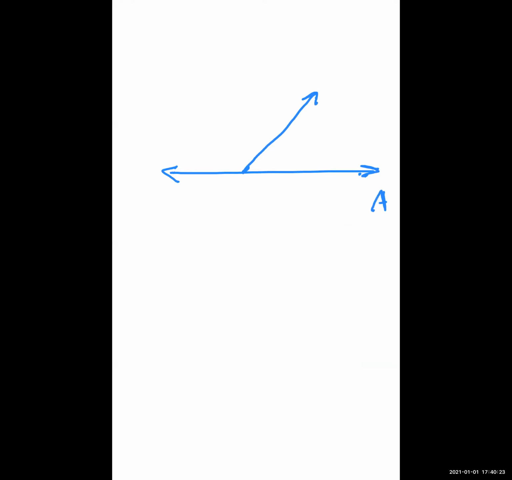This one is A, this one is B, this point is C, for example, this point is D. Okay, so if this one is 140, sorry, I mean this one is only 40.